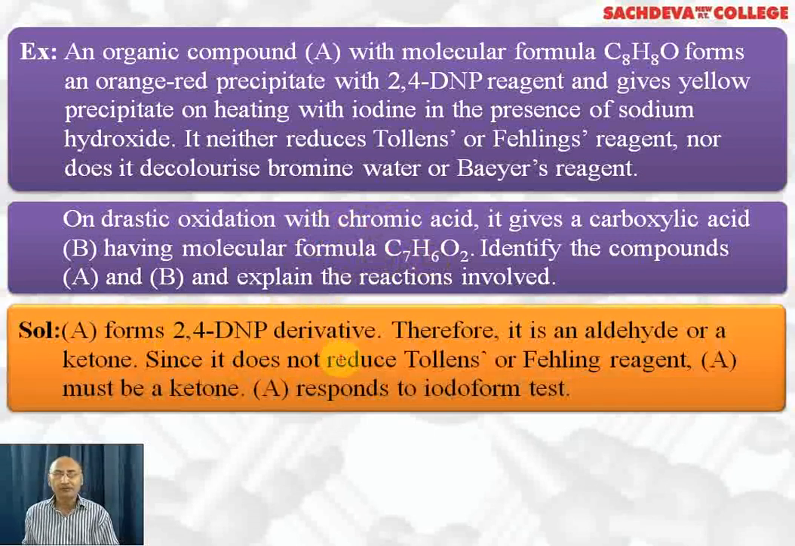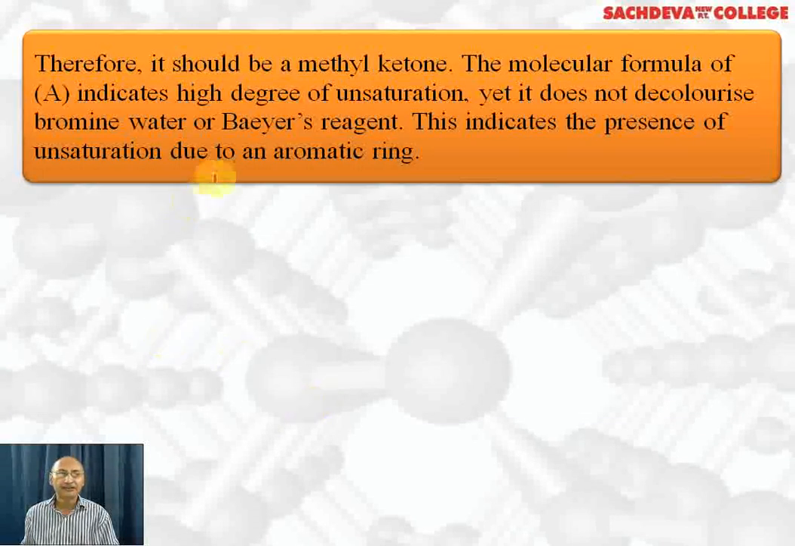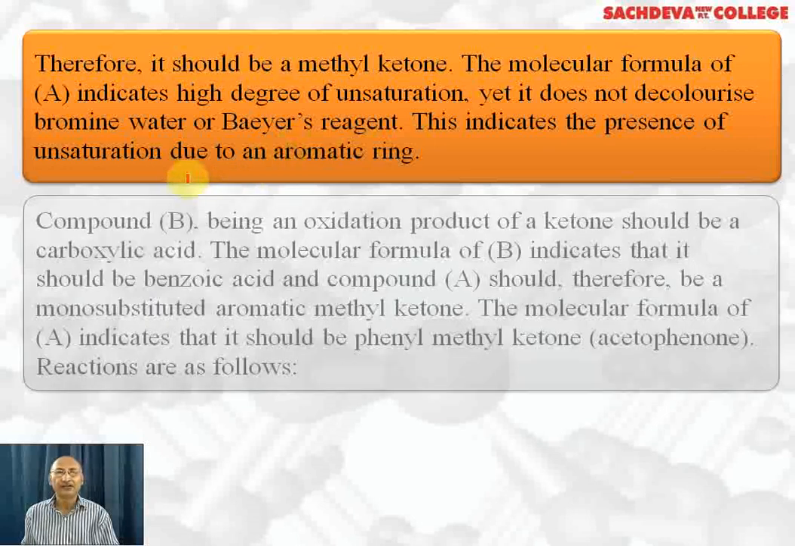So A forms 2,4-DNP derivatives, therefore it is an aldehyde or ketone, but it does not reduce Tollens or Fehling solution, therefore it is a ketone. It responds to the iodoform test, it means it is a methyl ketone. The molecular formula of A indicates a high degree of unsaturation, presence of a benzene ring, yet it does not decolorize bromine water or Baeyer's reagent. It means the unsaturation is due to the aromatic ring or benzene ring.